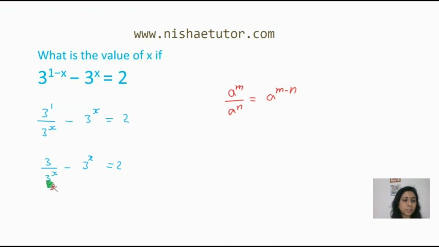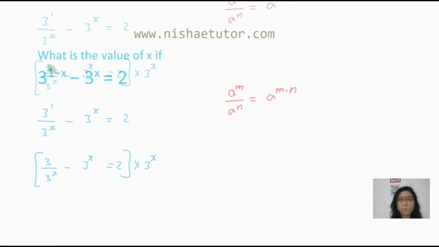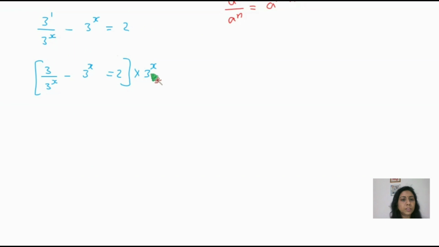Here in the denominator is 3 to the power x, so we multiply the whole equation by 3 to the power x. This term multiplied by 3 to the power x, so this cancels, just 3. Minus this term multiplied by 3 to the power x, so 3 to the power x squared, equals this term multiplied by 3 to the power x, so 2 times 3 to the power x.